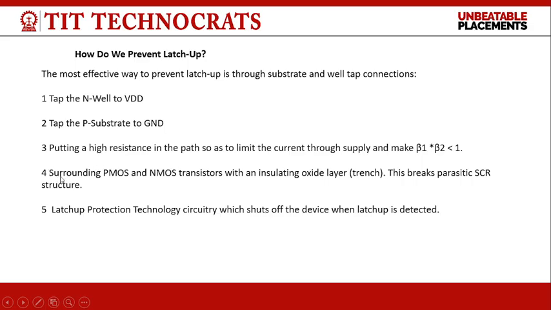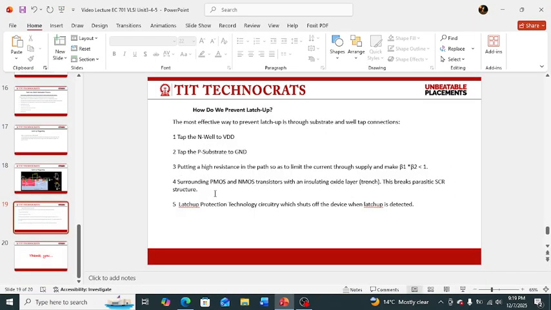Then the fourth is surrounding the PMOS and NMOS transistors with an insulating oxide layer. This breaks the parasitic SCR structure. Then next is latch up protection circuit technology, which shuts off the device when latch up is detected. These are some prevention techniques which we can use to prevent latch up triggering inside the CMOS transistor. This is all about the latch up prevention techniques.